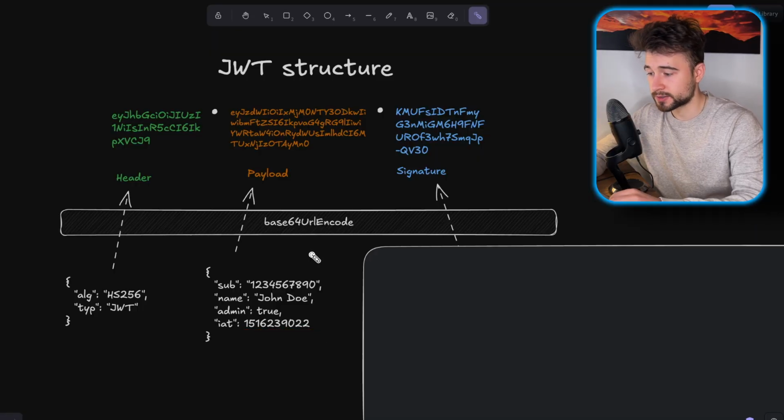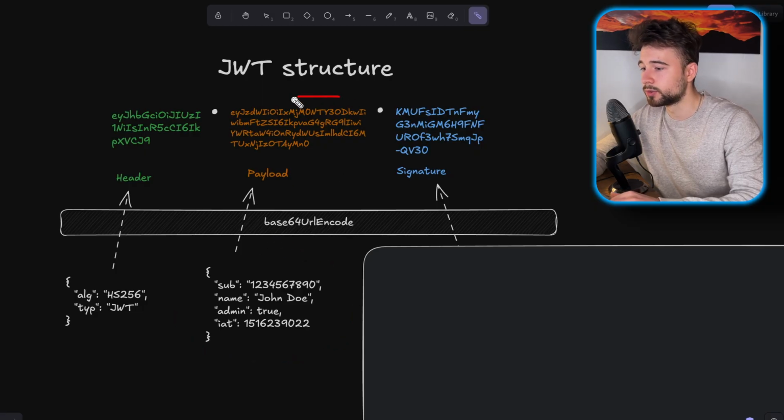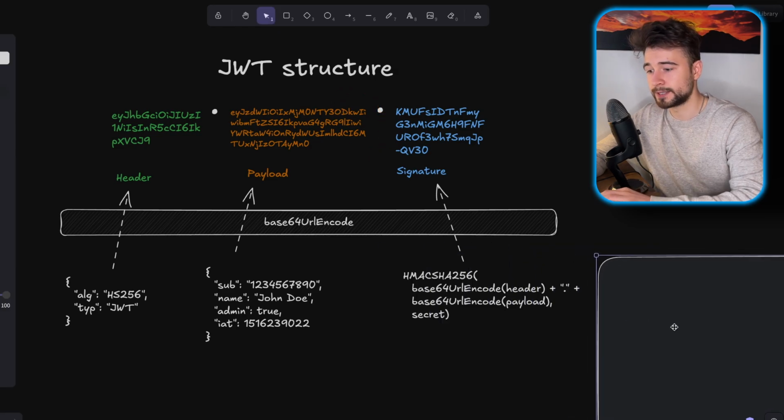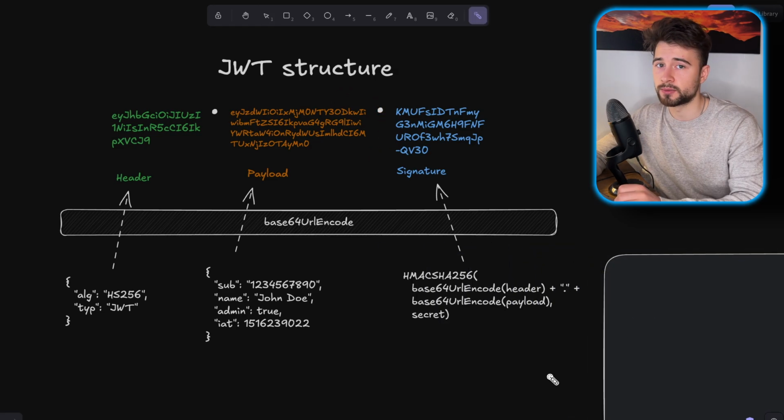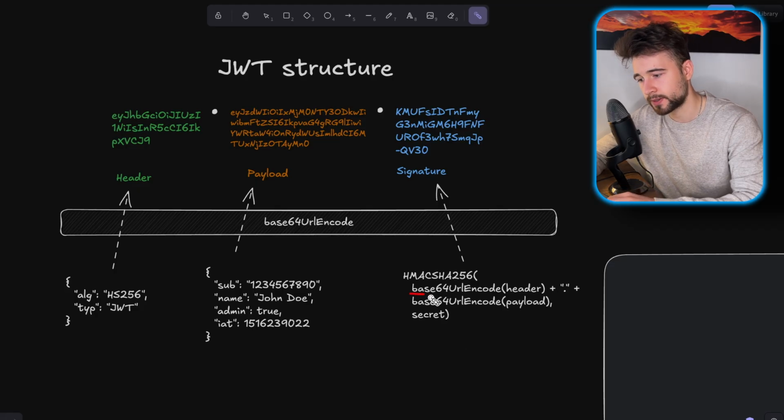In the same way as with the header, the payload would get base64 encoded and we would get the following string from it. And finally, the signature. The signature is used in the verification process to make sure that the token wasn't changed along the way. Here is how it's constructed. First we take the base64 encoded header, the following string, then we add a dot to it and add the base64 encoded payload. So essentially this is the same part as we see right here.